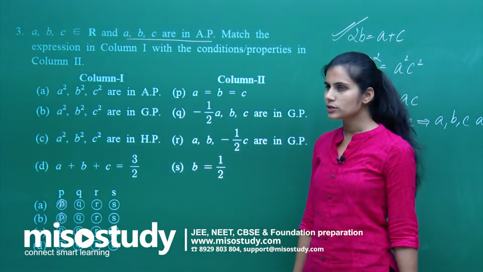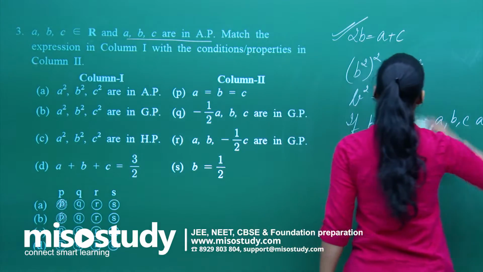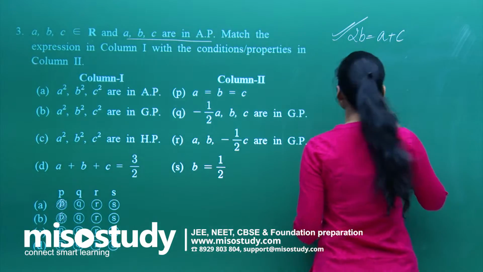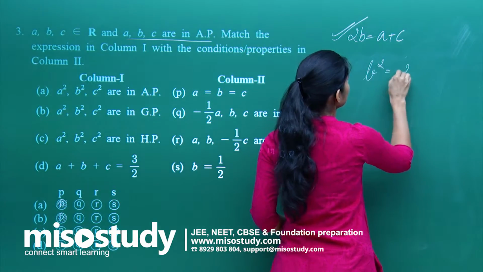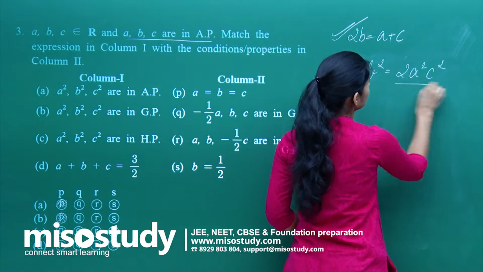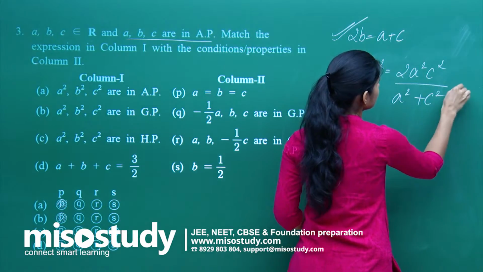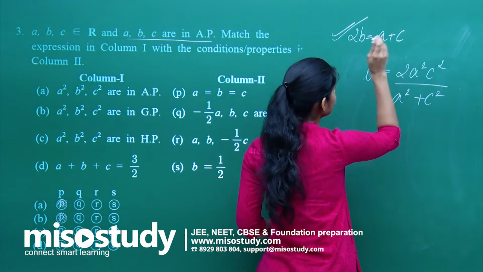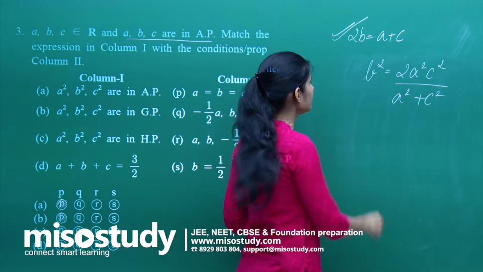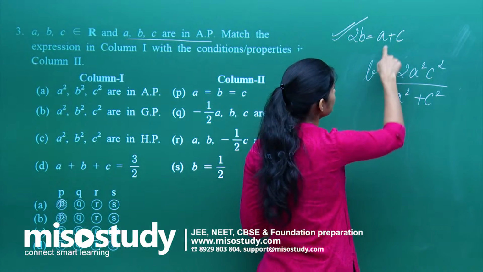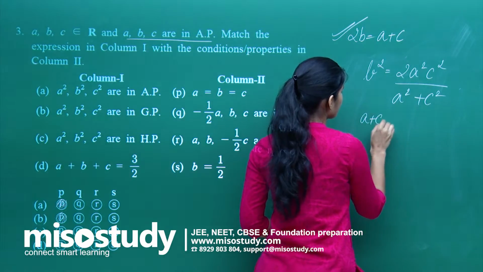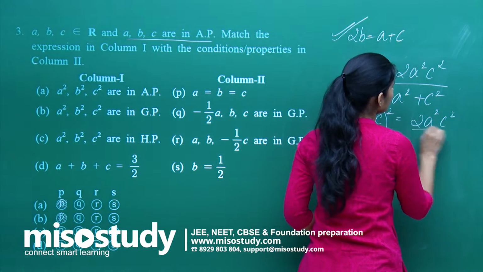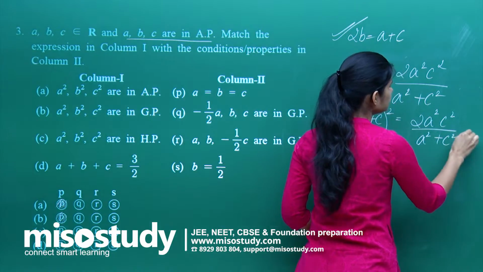Third we have a square, b square, c square are in HP. Let's see. a square, b square, c square are in HP, that means b square equals twice of a square c square upon a square plus c square, right? Again, because they are given in AP, exact same argument like we did in the previous question. Here also again, b will be replaced by (a plus c) by 2. And this is how the expression is going to just be in terms of a and c.